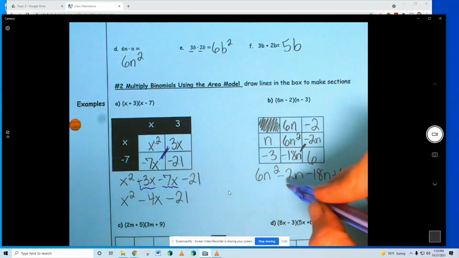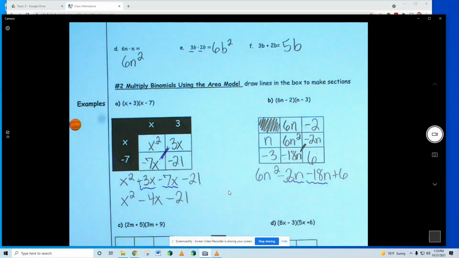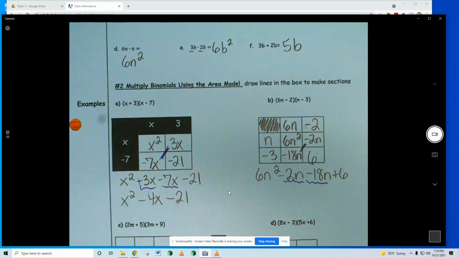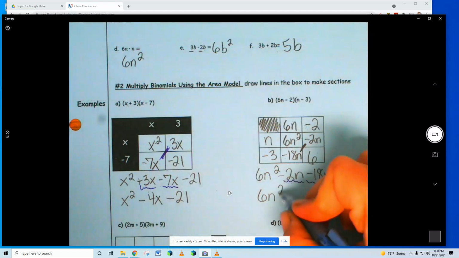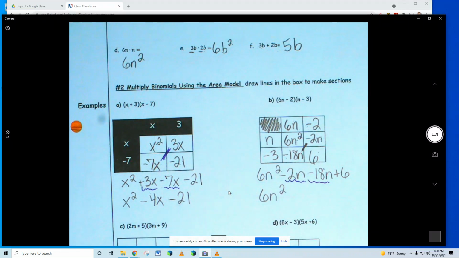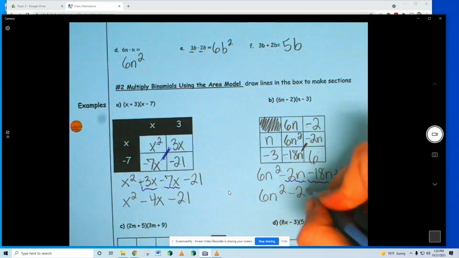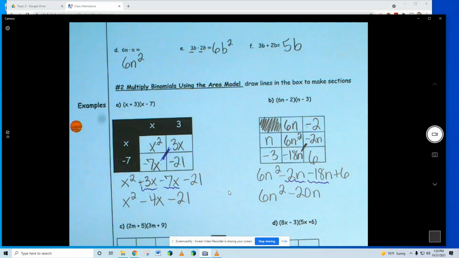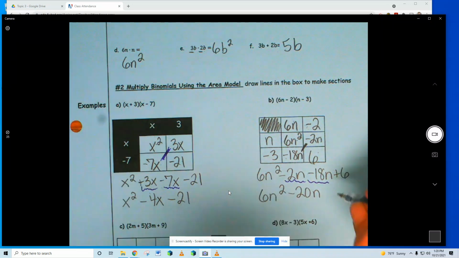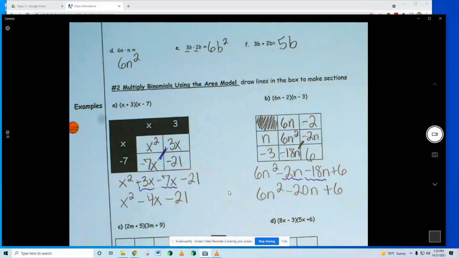Like terms, these can go together. So put them together. You're not finished until everything is simplified. Yep. My answer. Start with the biggest exponent, the power of 2, 6n squared. Now I'm at table 7. Negative 20n. Good math. Negative 20n plus 6. Nothing can go together anymore. You're done. Leave it as a trinomial answer.